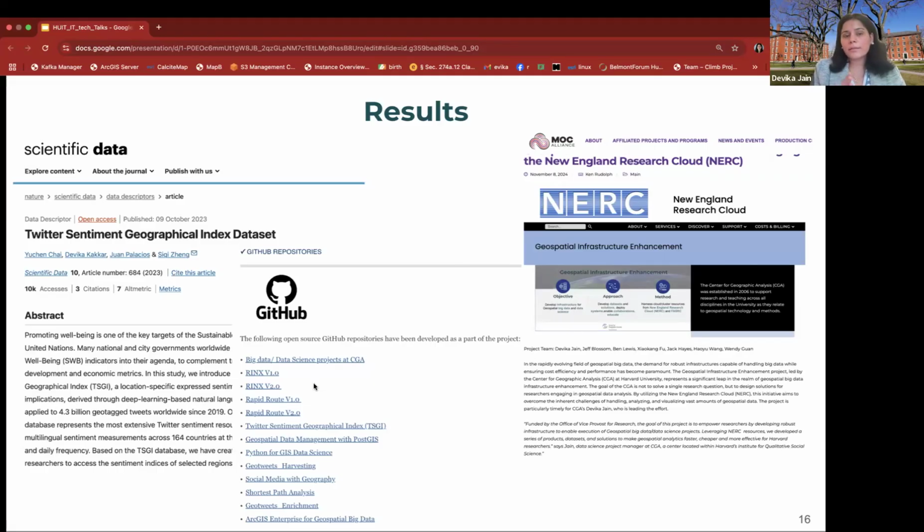Then this project got a lot of media coverage, and news articles are there, particularly from Mock Alliance, which covered it to show how you can use Spatial for New England Research Cloud. All these resources are available on our website for you to look into and understand more.